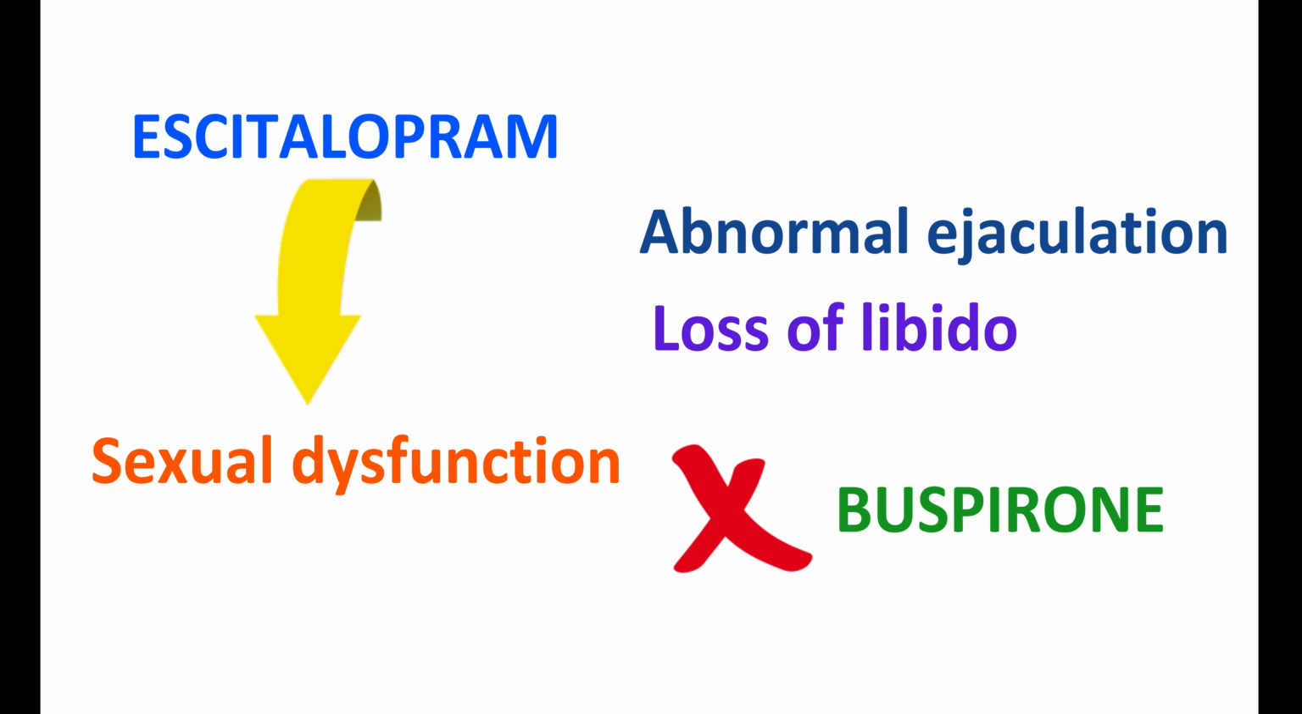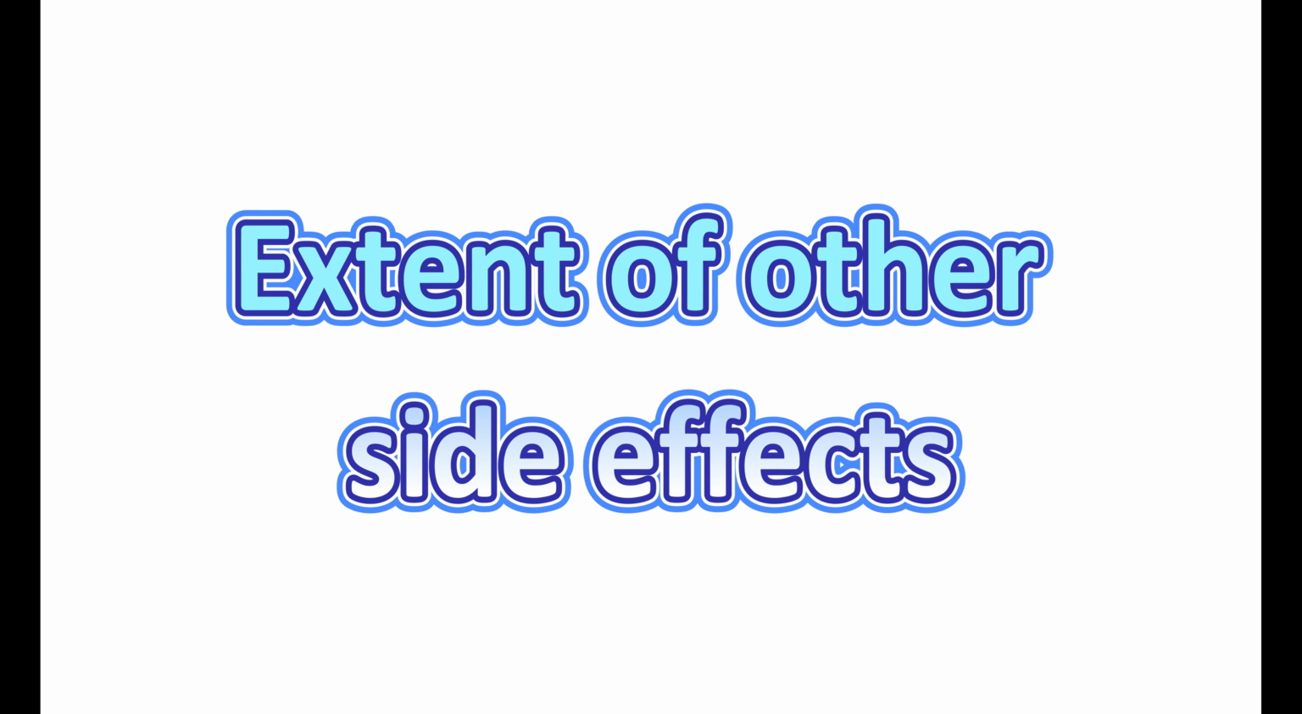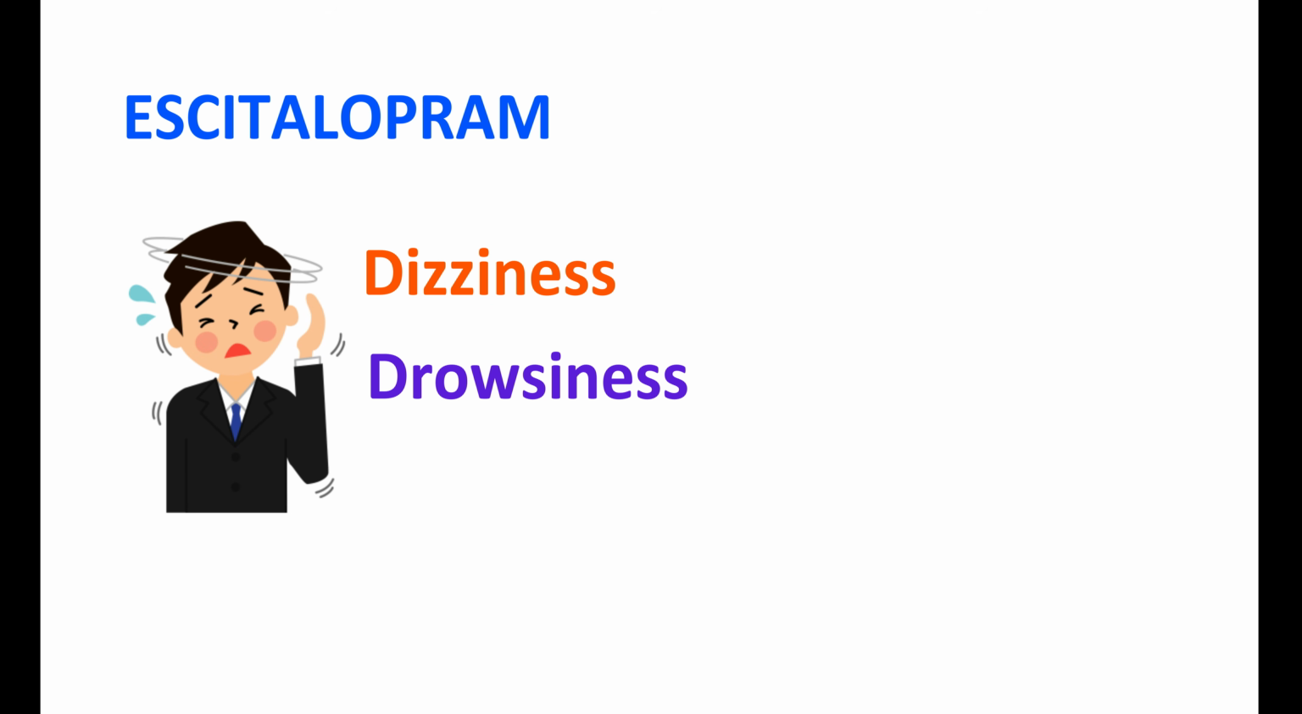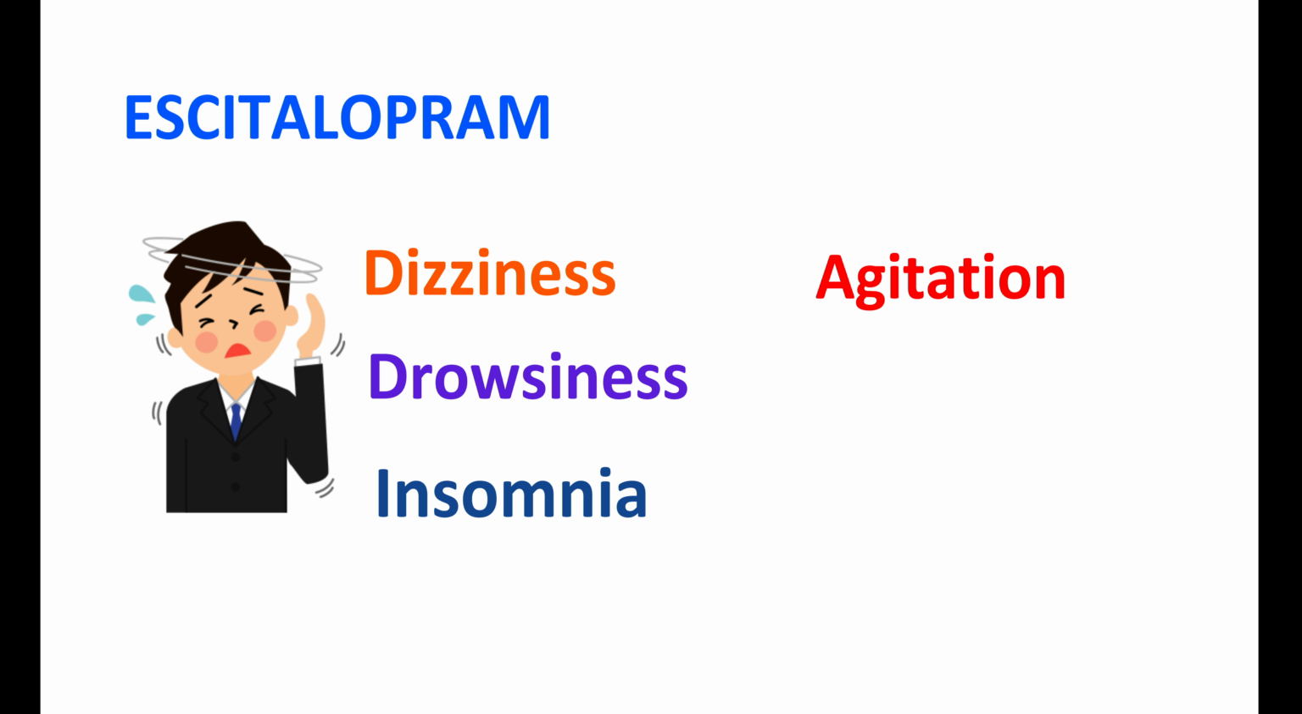So while treating anxiety, the development of sexual dysfunction may limit the use of escitalopram, but buspirone does not have such limitations. Extent of other side effects. Escitalopram can produce various side effects like dizziness, drowsiness, insomnia, and it can also produce some agitation and dry mouth in people. These are the common side effects of escitalopram. Mainly, it produces drowsiness in people.